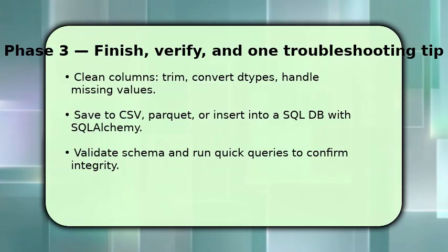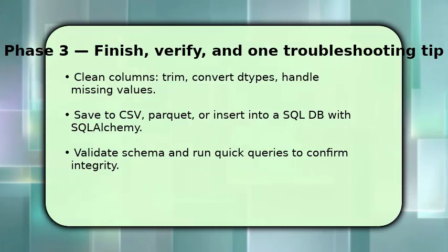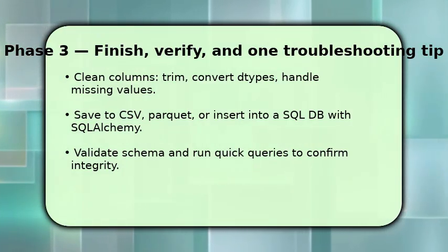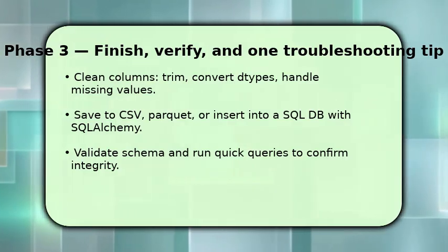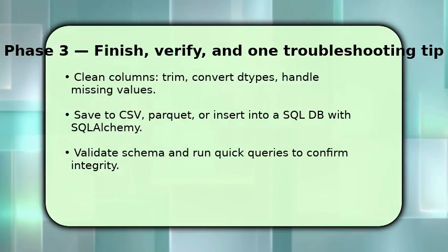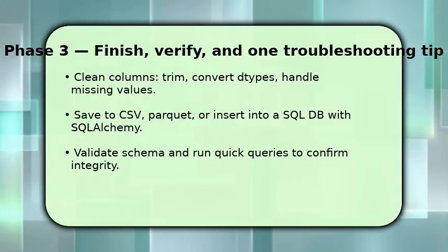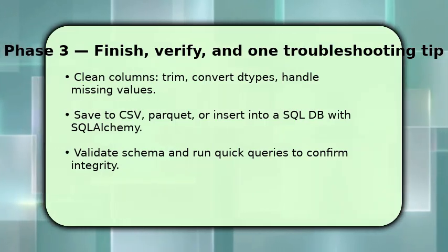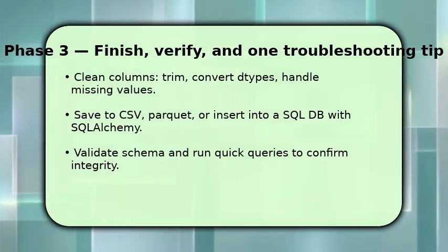Finish by transforming and storing the data. Normalize column names, convert types, and impute or drop missing values based on context so your dataset is reliable. Then write output to CSV or Parquet for files, or use SQLAlchemy to bulk insert into a database. Once stored, run validation checks and sample queries to confirm success.